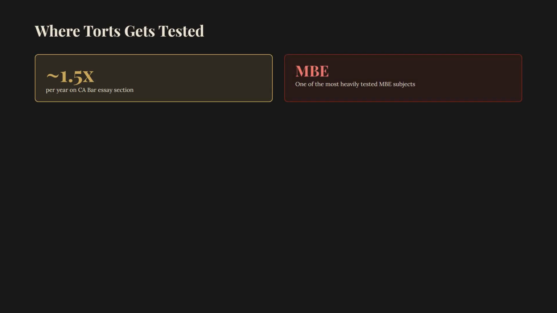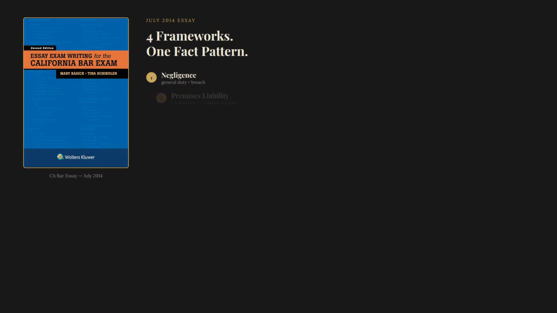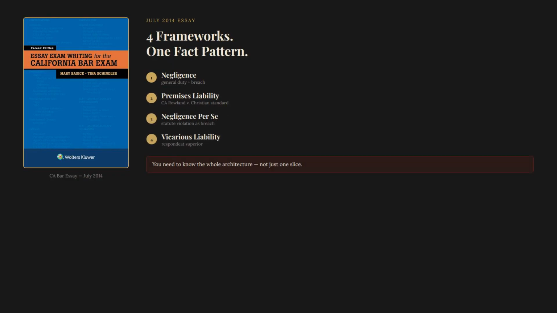Torts gets tested roughly once every year and a half on the California bar essay section, and it's one of the most heavily tested subjects on the MBE. It shows up solo, combined with remedies, combined with civil procedure, and buried inside real property questions as nuisance. The July 2014 essay combined negligence, premises liability, negligence per se, and vicarious liability all in one fact pattern. Design defect products liability has its own recurring slot. You need to know the whole thing. Stop overcomplicating it, just do this instead.